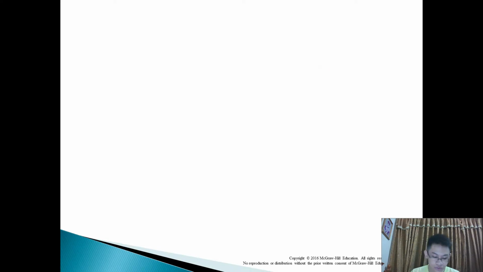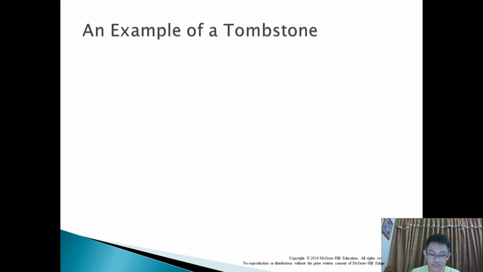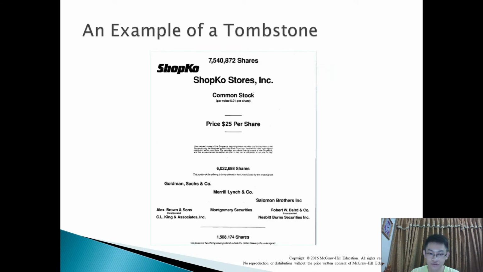So let's talk about the tombstone. The tombstone basically contains the name of the issuer, provides some information about the issues, and lists the investment banks involved with selling the issues. The investment banks on the tombstone are divided into groups called brackets based on their participation in the issues, and the names of the banks are listed alphabetically within each bracket.